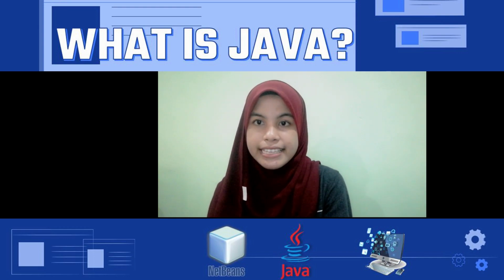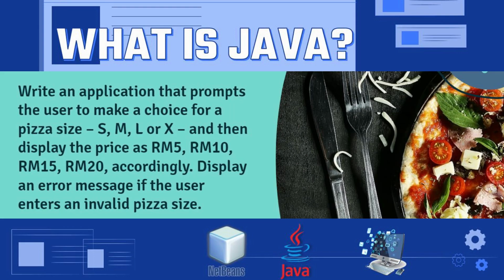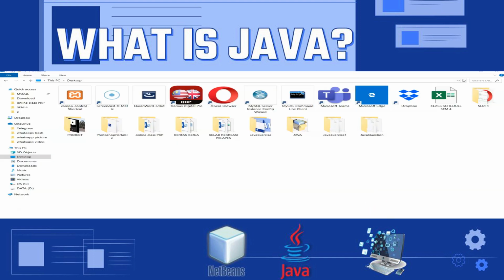Okay, the question is, write an application that prompts the user to make a choice for a pizza size: S, M, L or X, and then display the price as 5 ringgit, 10, 15 or 20 ringgit accordingly. Display an error message if the user enters an invalid pizza size. Okay, let's write and execute the Java program.